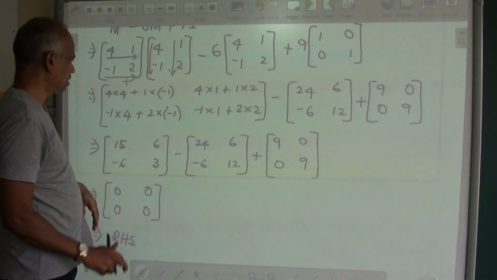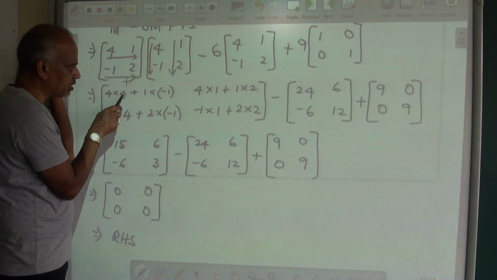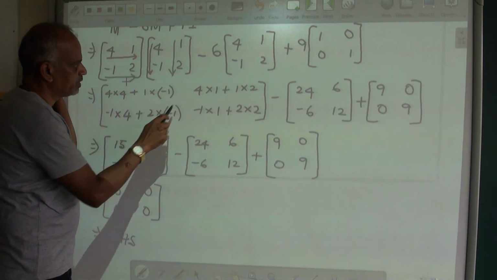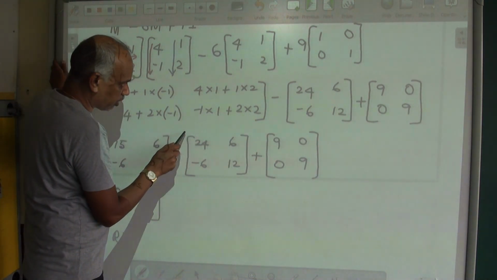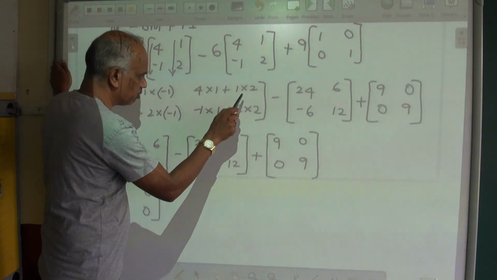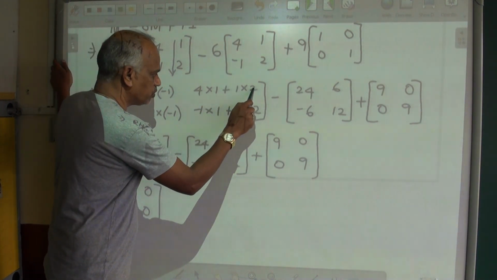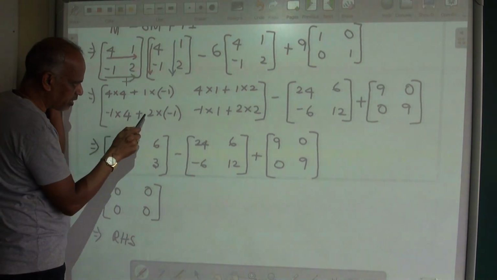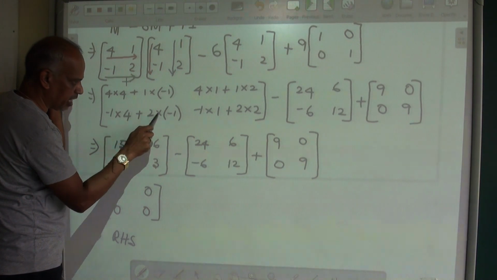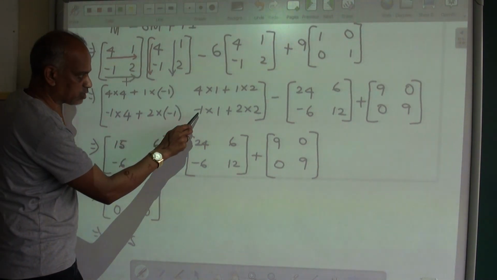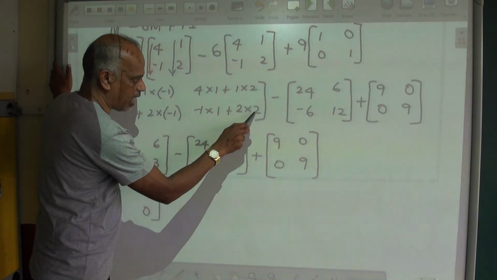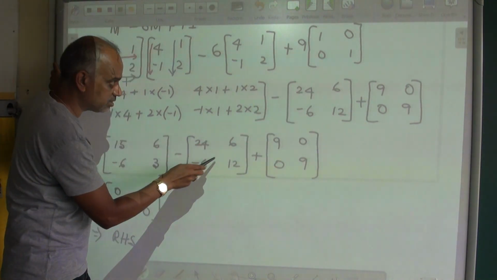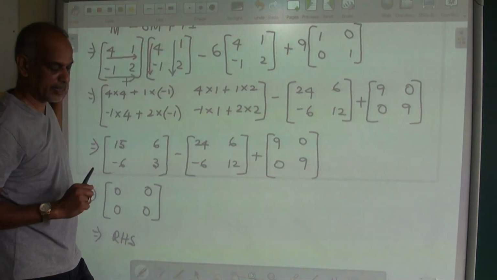Simplify this first. That's 4 into 4, 16. And this is minus 1. 16 minus 1 is 15. 4 into 1 is 4, plus 1 into 2 is 2. 4 plus 2 gives you 6. Then 4 into minus 1 is minus 4, and this is minus 2. Minus 4 minus 2 is minus 6. And the last one, minus 1 and plus 4, that's 3. Then this I have written as it is. This I have written as it is.